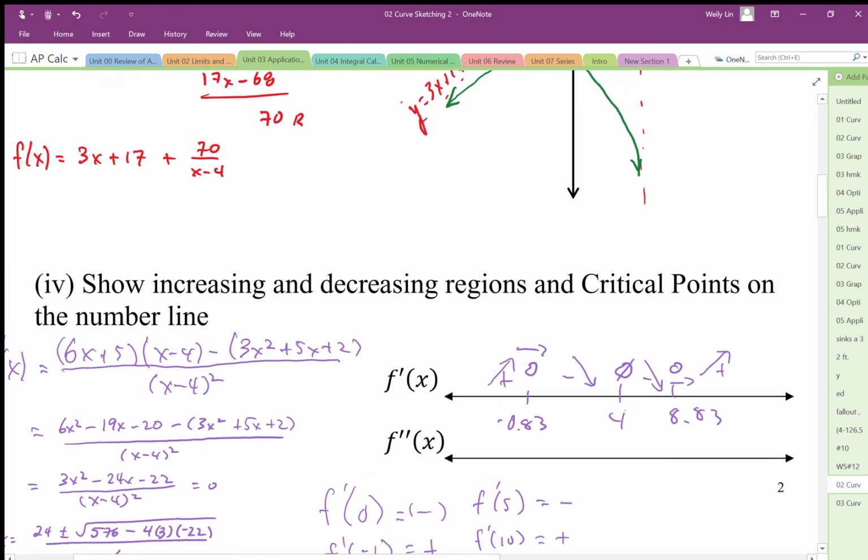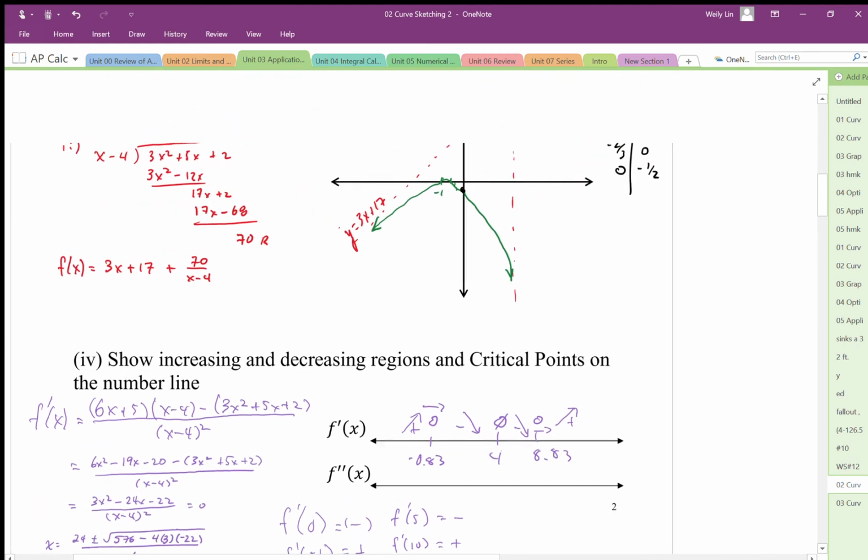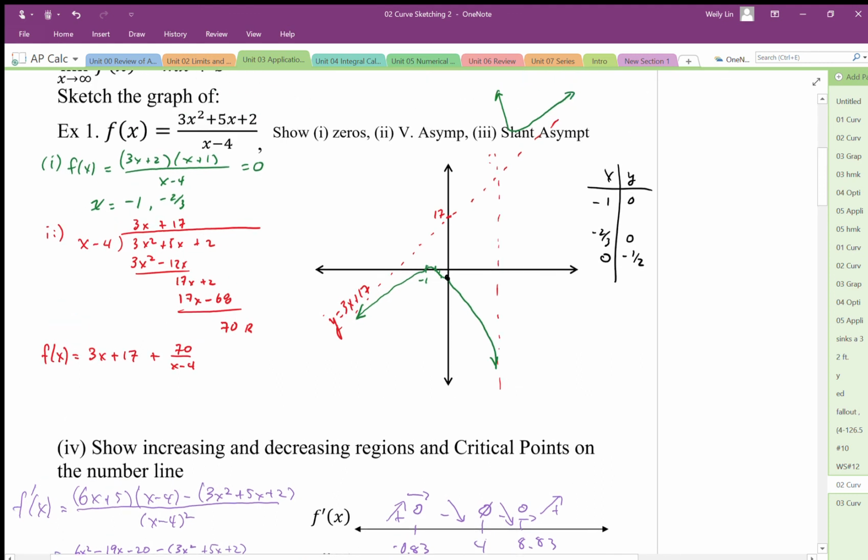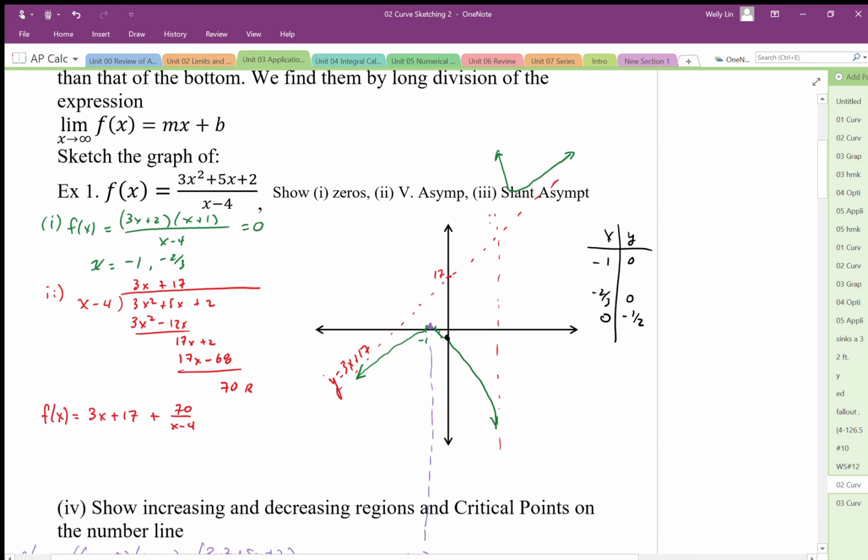With these slope charts, we kind of know what we're dealing with, but you do need to do them just to verify what you're dealing with here. So that's my max point, my local max. That's going to be that point there. And here is going to be my local min point.